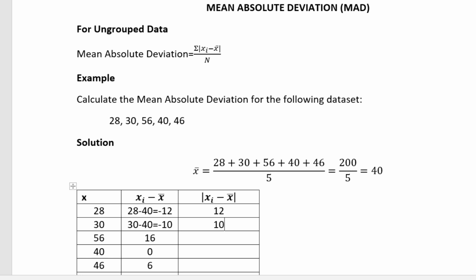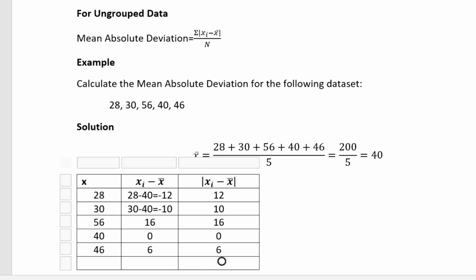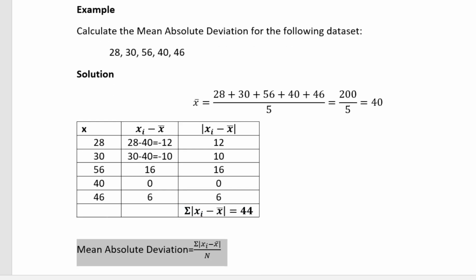The next one is 16. The absolute value of 16 is 16. The absolute value of 0 is 0. And the absolute value of 6 is 6. After we have done that, we need the sum of this column, which is actually 44.